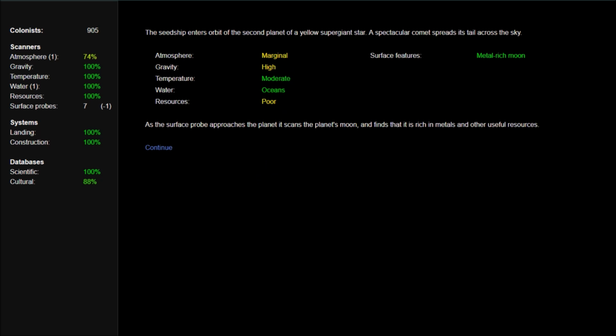It's a metal-rich moon, which maybe makes up for our resources. Scans the planet's moon, it finds that it's rich in metals and other useful resources. Alien plants, test the sample, they would neither be edible nor poisonous to humans. And that's it. I don't know. We got 7 more probes and 900 people left.